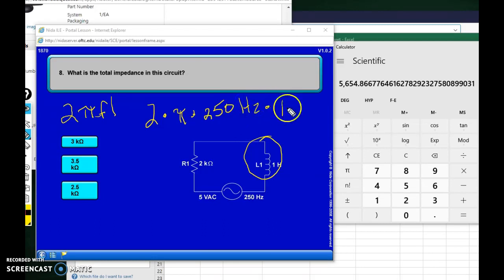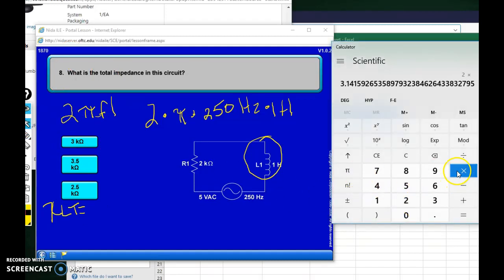Now notice we're in all base units here, so that'll be easy. We don't have any conversions for that. So what we're solving for is X of L, which is really X of LT, because this is the only inductor in here. So let's do that math real quick. 2 times pi times 250 times 1 equals 1570, and if we round up, it's 1571.